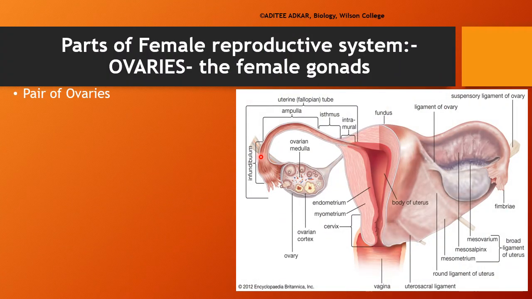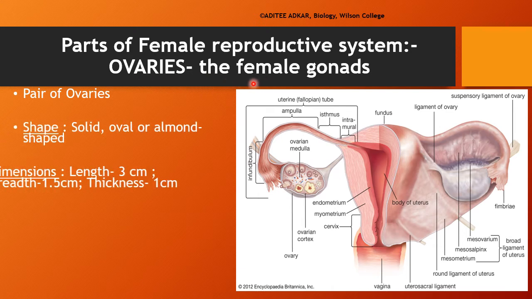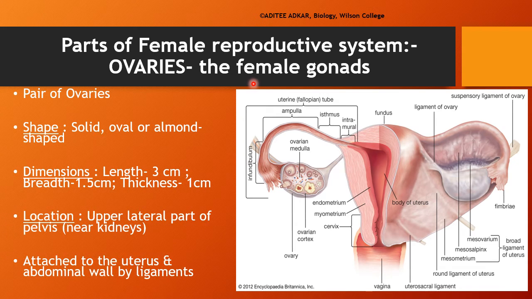Let's begin from the ovaries, which are the female gonads. The ovaries are paired solid bodies present in the lower abdominal region. They are almond shaped or oval shaped. They are present in the upper lateral part of the pelvis. The ovaries are suspended and held in position with the help of various ligaments. We can see a broad ligament over here which is holding the ovary and connecting it to the dorsal body wall. Also, another ligament is the ovarian ligament which connects the ovary to the uterus.